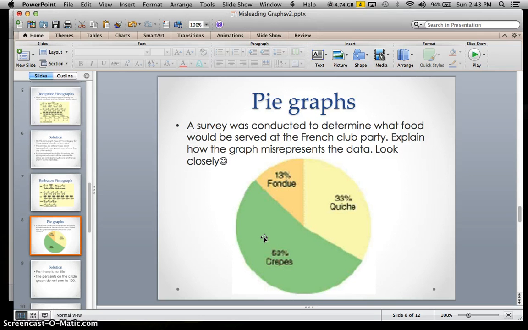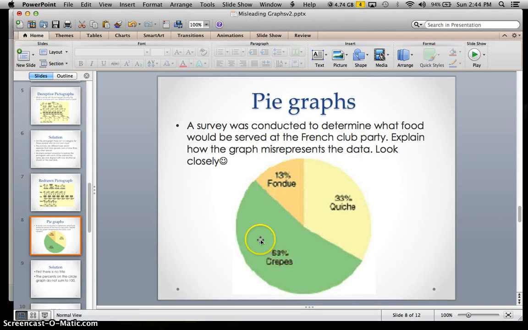Okay, but if you take out a calculator or you take out your phone and you actually add these numbers together, you're going to find out that the result is very different. So if we add 53% plus 33% plus 13%, we're only adding up to 99%. So what happened to that other 1%? The other 1% could either belong to crepes, quiche, or fondue, or perhaps on this graph we need to add a sliver over here to represent an other column. So perhaps 1% of the French club wanted something else that was not offered here.